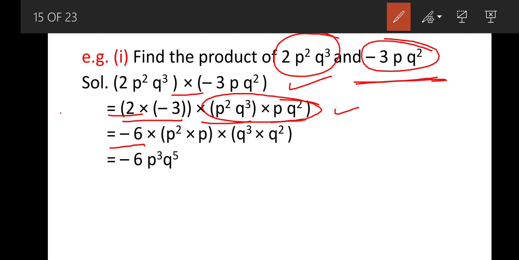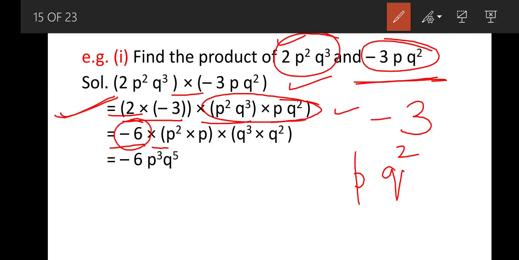It is very important to understand this step because we will be using it in a few questions. Here 2 is the numerical coefficient of the first term. P square Q cube is the literal coefficient of the first term. In the second term, minus 3 PQ square, minus 3 is the numerical coefficient and PQ square is the literal coefficient. So I have done the multiplication of these two. It will be minus 6, and the literal parts will be multiplied. So your answer will be minus 6 P cube Q raised to the power 5.